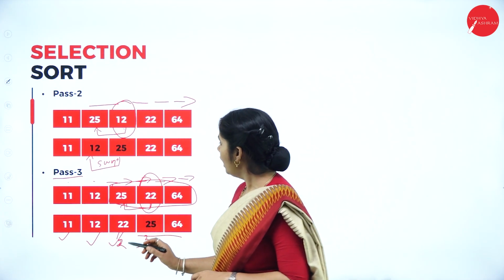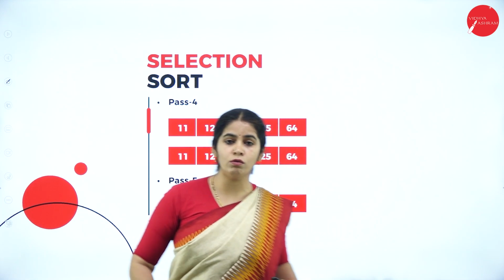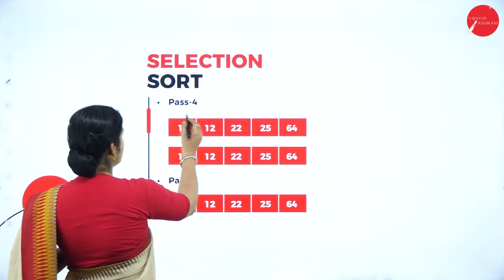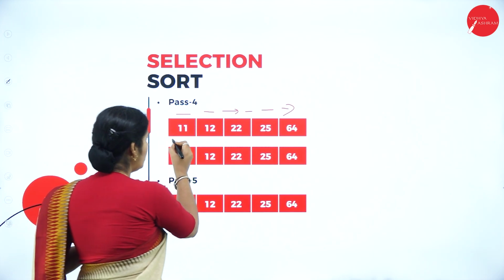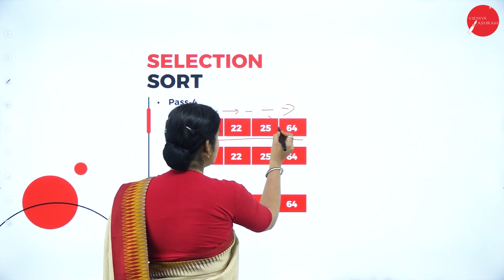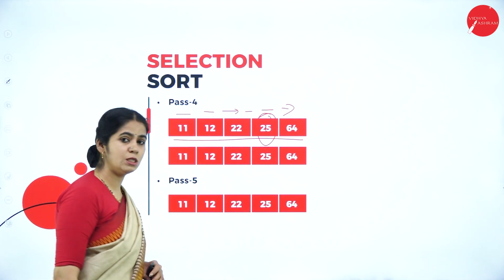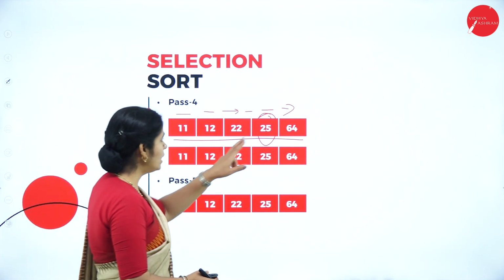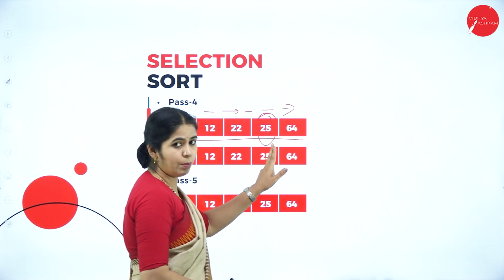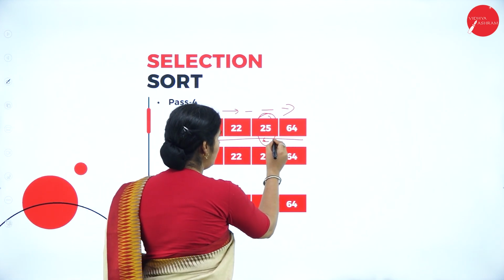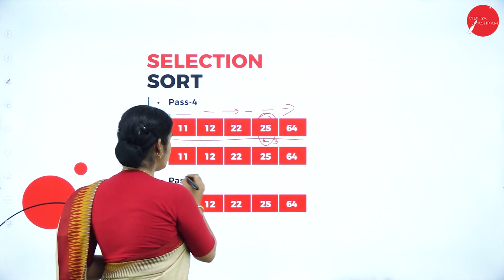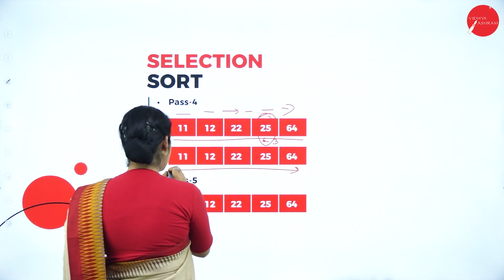What do we have to do in pass 4? Again we have to traverse in pass 4. Check the elements, which is my minimum element. 25 is my minimum element and that has to be swapped. Do we have to swap here? It's already in position 3, so we need not swap. We'll keep the array as it is.